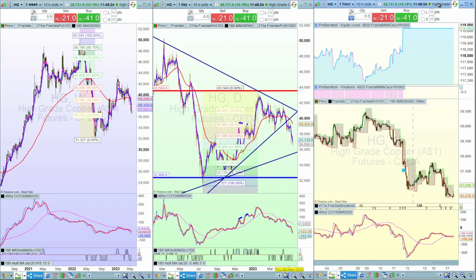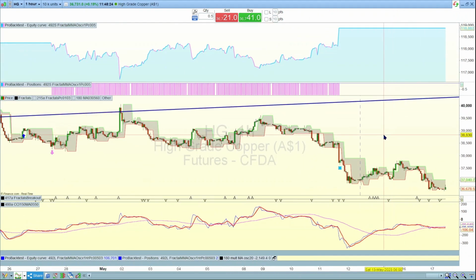On the hourly or any lower time frame, the trading idea I've got here is when the fractal breaks, in this case breaking to the downside, and in alignment with the CCI and the moving averages of the price chart, similar to the daily and the weekly. When they're aligned, we take short positions. So that's where we are at the moment.